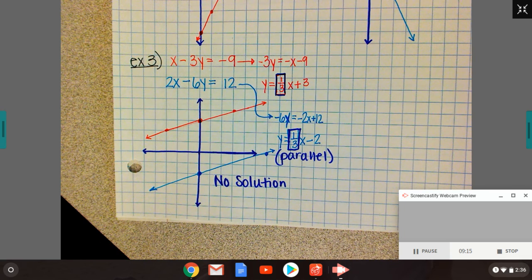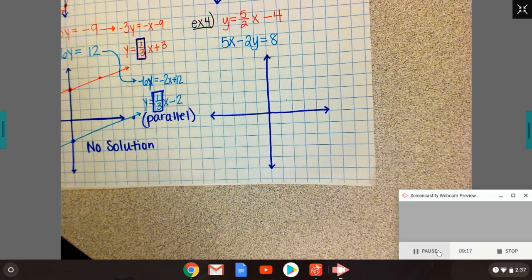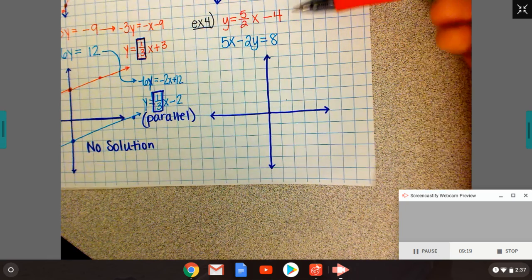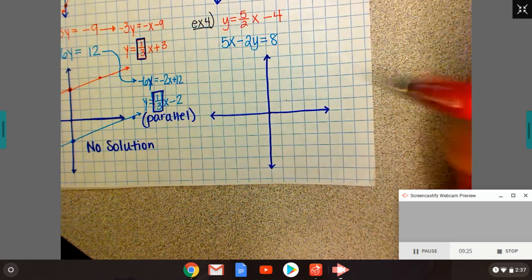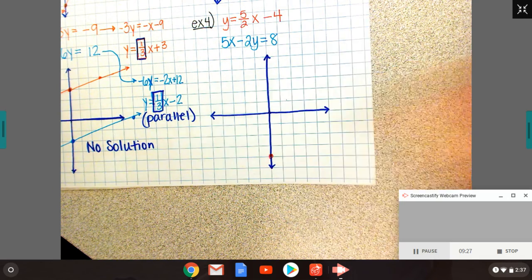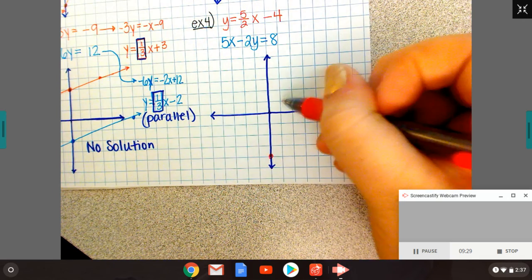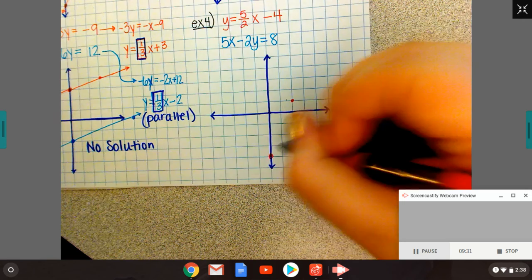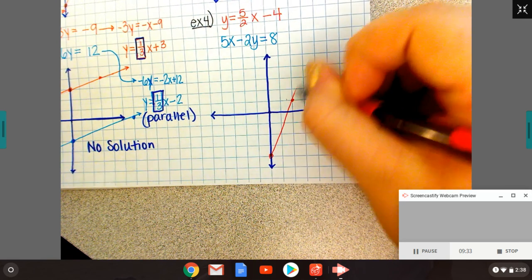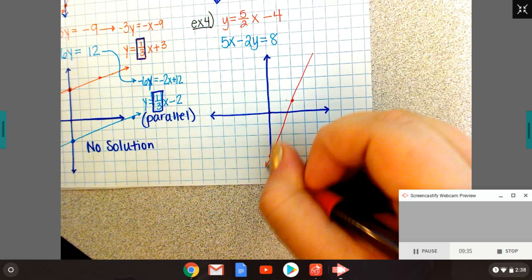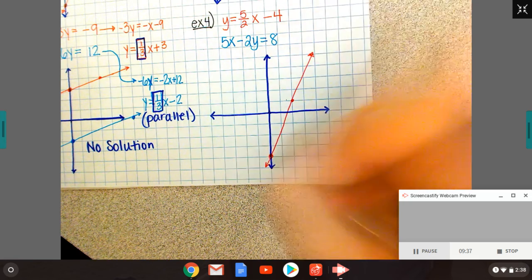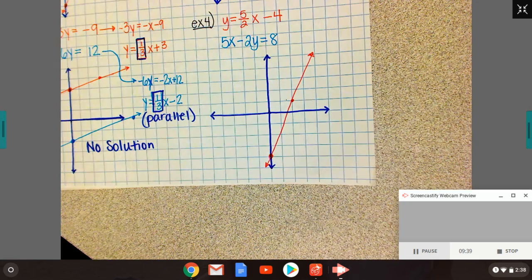All right, let's do one more and we'll call it a day. So our very last one here, we've got y equals 5 halves x minus 4. That's in slope-intercept form, so I can go ahead and graph my b first, and then use my slope, rise 5, run 2. It'd be nice if I had a ruler for this, but I don't. If you do, that'll make it even nicer.